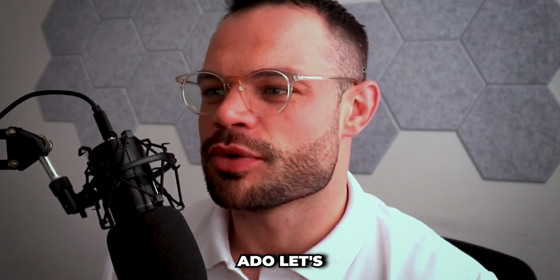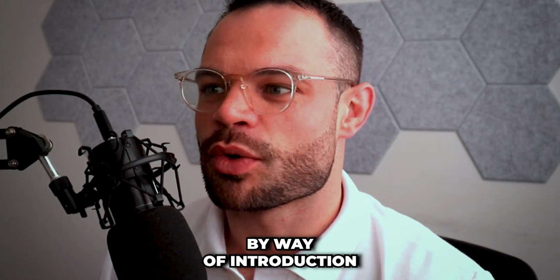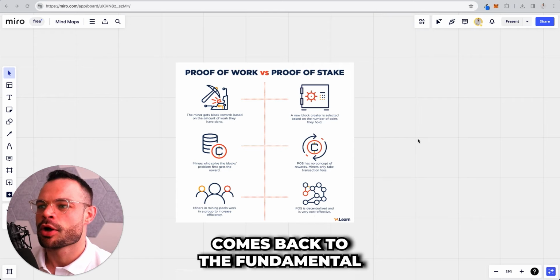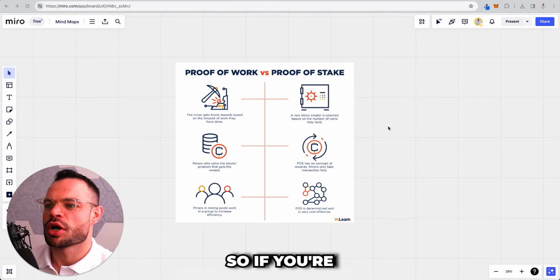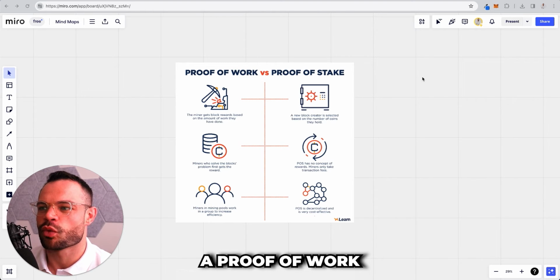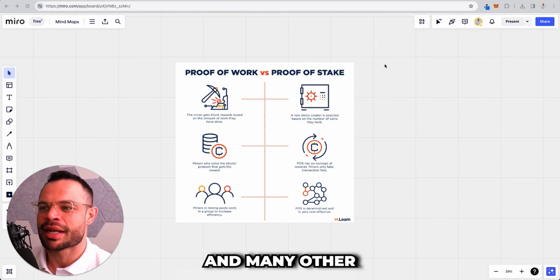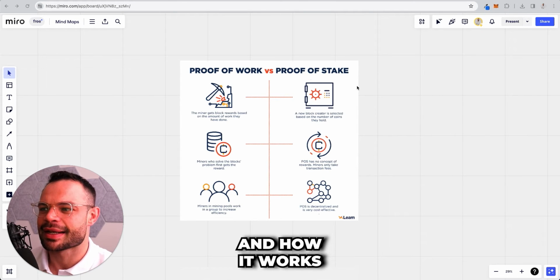And without further ado, let's jump into today's topic. So again, just by way of introduction, the whole concept of staking comes back to the fundamental consensus mechanism that different cryptocurrencies work on. If you're familiar with Bitcoin, you possibly know that Bitcoin leverages a proof of work consensus mechanism versus a proof of stake that something like Ethereum and many other cryptocurrencies use. Just understanding this at a fundamental level will explain the process of staking and how it works.